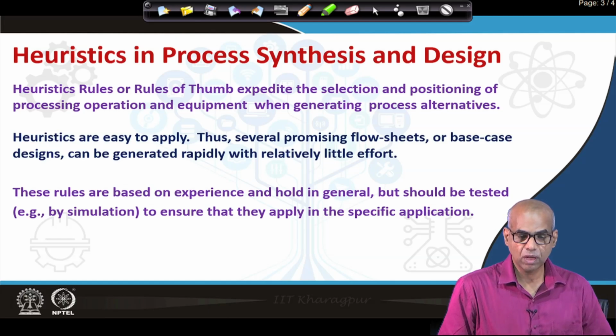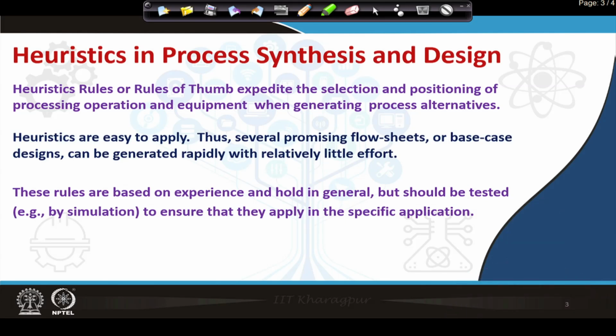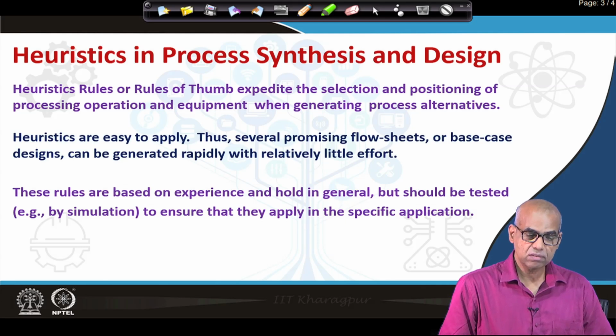Heuristic rules or rules of thumb expedite the selection and positioning of processing operation and equipment when generating process alternatives. Heuristics are very easy to apply. Several promising flow sheets or base case designs can be generated quickly with relatively little effort. These rules are based on experience and hold in general, but they should be tested to ensure that they apply in the specific application. For example, for the particular problem you are solving, you should test the validity of these heuristic rules, maybe by simulation.